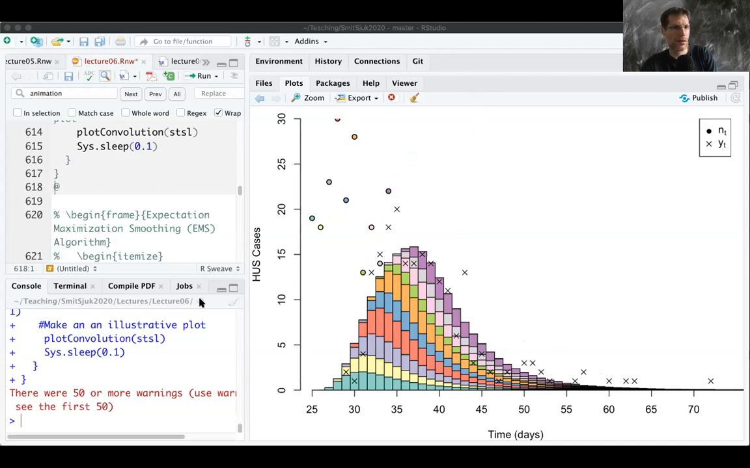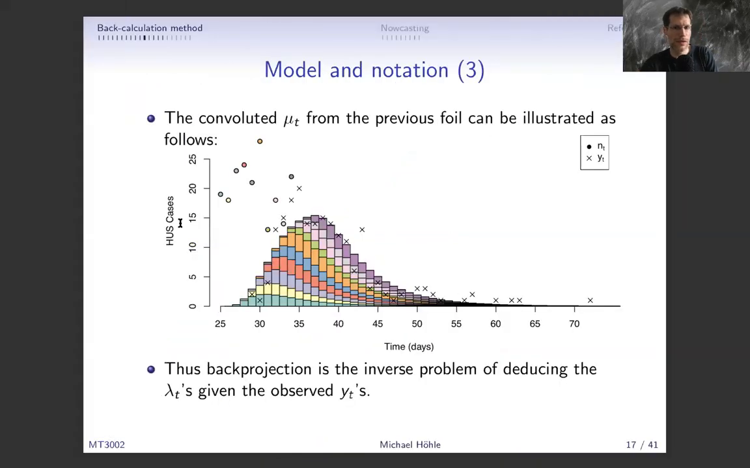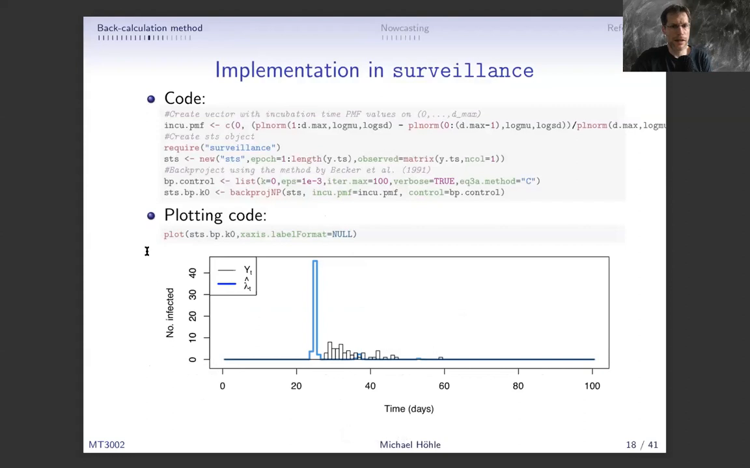So I just need to again move to the lecture slides, which should be here, right? So I'm sharing again. Very good. Okay, so back projection is the inverse problem of deducing the lambda t's given the observed yt's. And what you need for this is an incubation time estimate. And here I just use this log normal distribution.